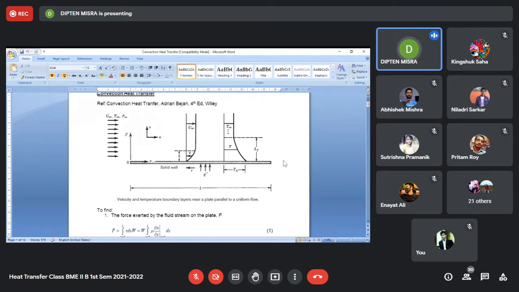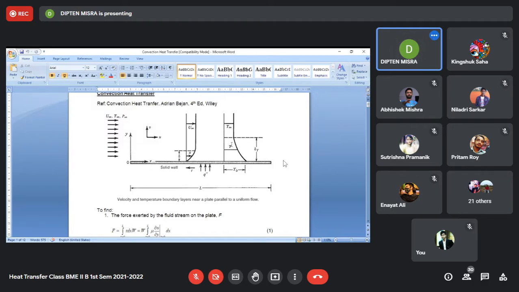So there are two parts of the fluid stream. One part is very close to the wall, where the temperature of the fluid will vary from the wall temperature up to the free stream temperature, and outside that zone there is a free stream zone, where the temperature will remain uniform at the free stream temperature. Now this zone where the temperature is varying is called the thermal boundary layer zone, and the zone where the temperature is not changing is called the thermal free stream zone.